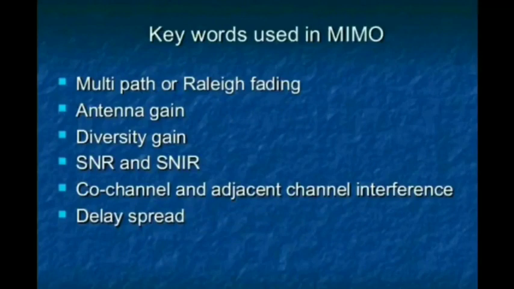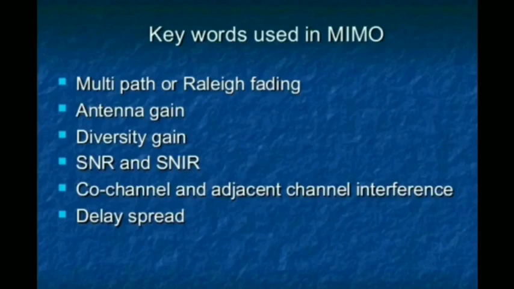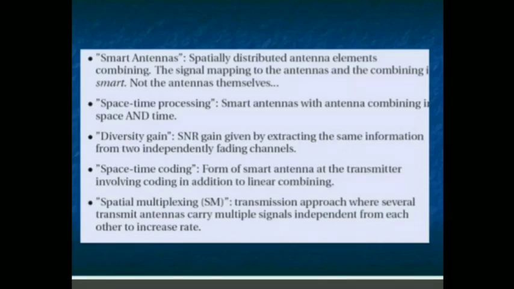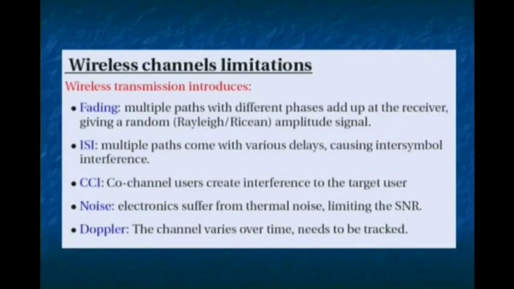The keywords used in MIMO technology are multipath, or we may say Rayleigh fading, antenna gain, diversity gain, SNR, that is signal to noise ratio, and co-channel as well as adjacent channel interference. We are going to see delay spread. We've seen the keywords used in MIMO technology, which uses space-time coding as well as spatial multiplexing, which uses smart antennas.